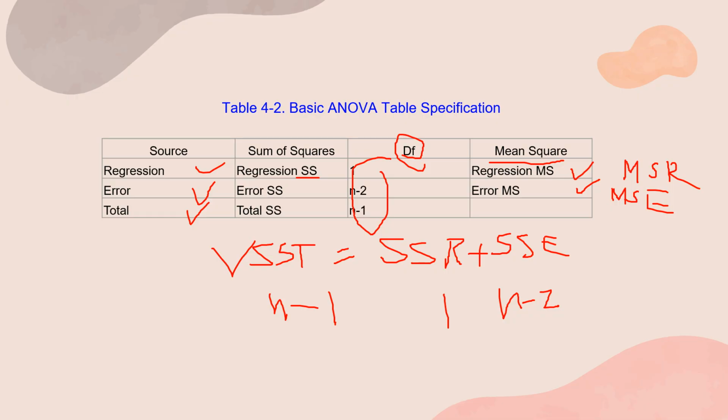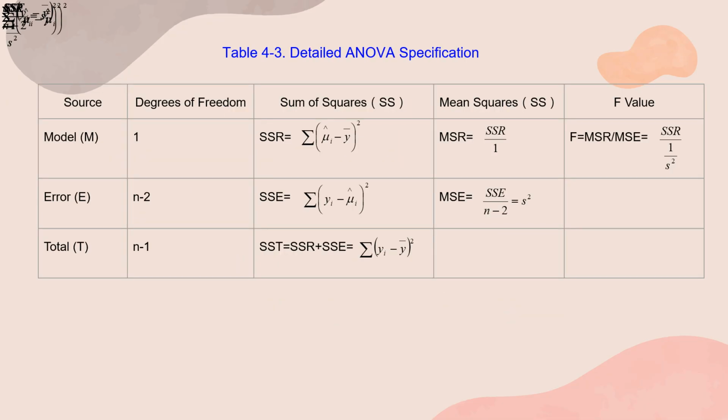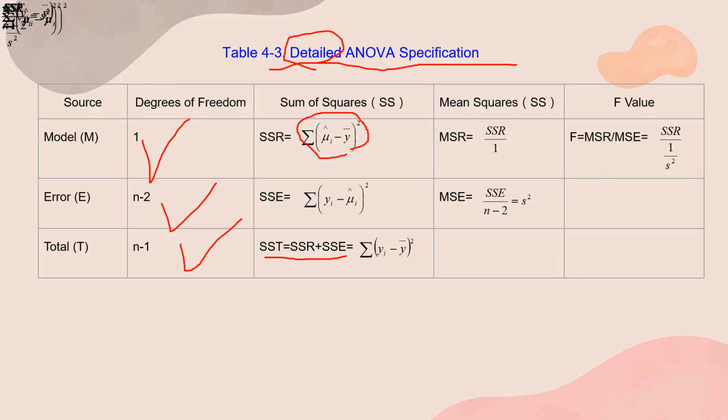And it is divided by the degree of freedom, but we have the detailed ANOVA specification. So the source, they have a formula right here, but I already put it right here. So they call it a model. The model degree of freedom is still 1. The error is n minus 2. This is the detail. And the total is n minus 1. You see the formula right here.